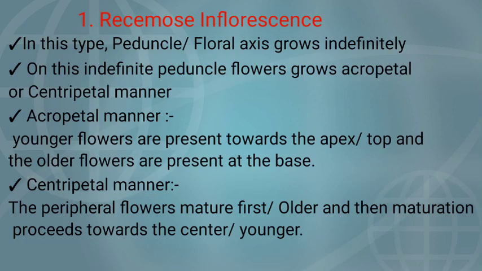In this type, the peduncle or floral axis grows indefinitely, which means continuously. On this indefinite or continuous peduncle, flowers grow either in an acropetal or centripetal manner. Acropetal manner: in this type, younger flowers are present towards the apex or top and the older flowers are present at the base. Centripetal: here in this type, peripheral flowers are older or matured flowers. The center region flowers are younger or are going to mature.